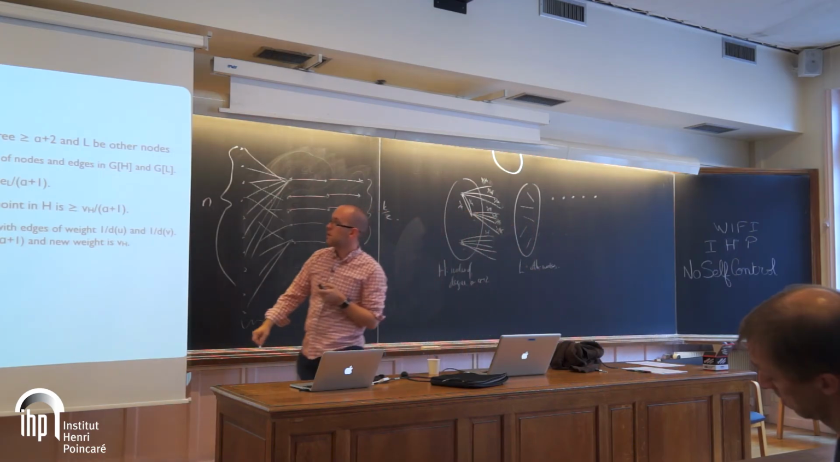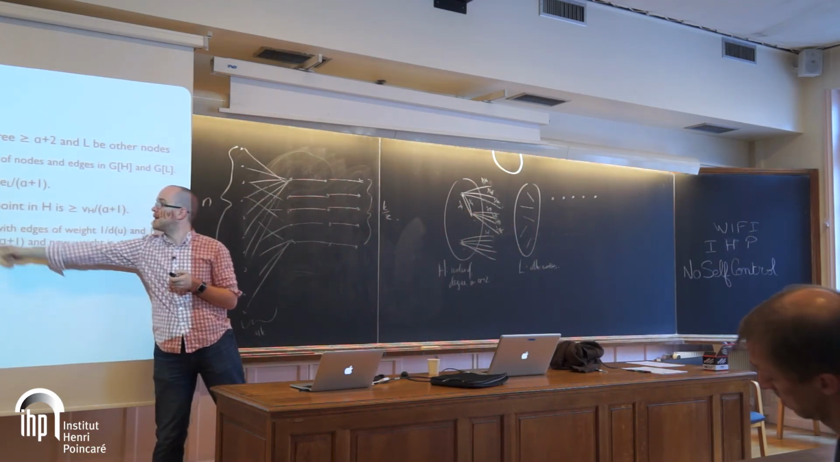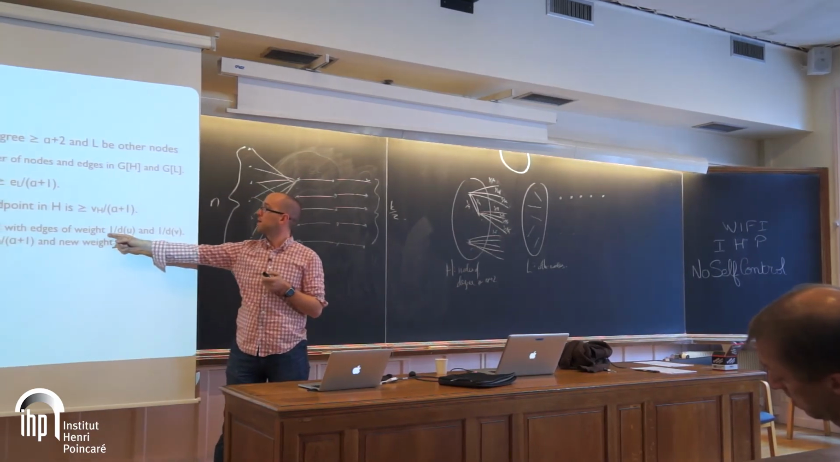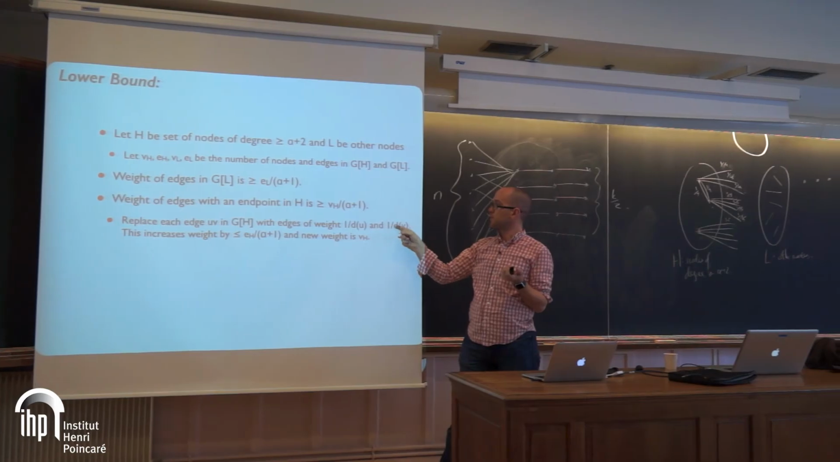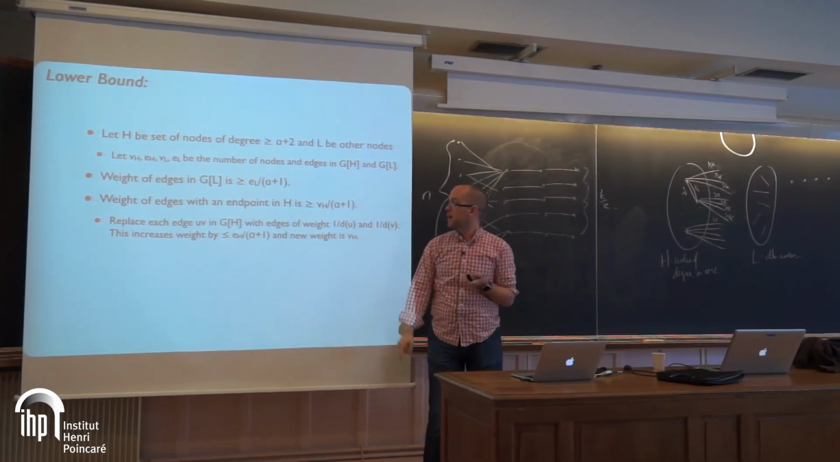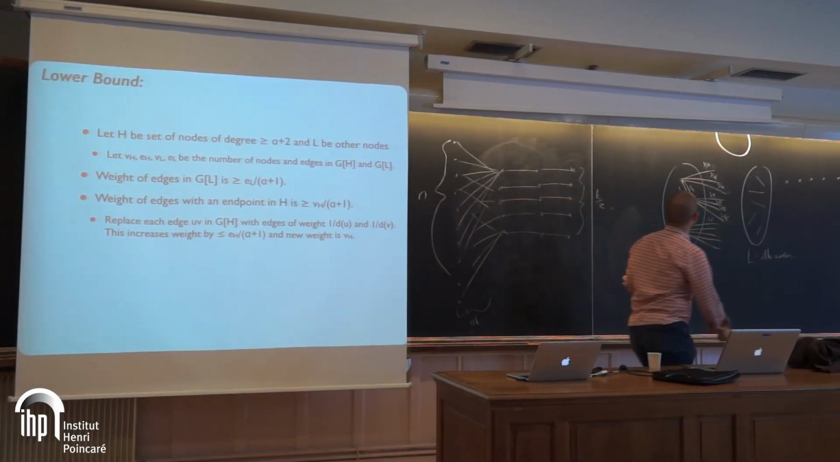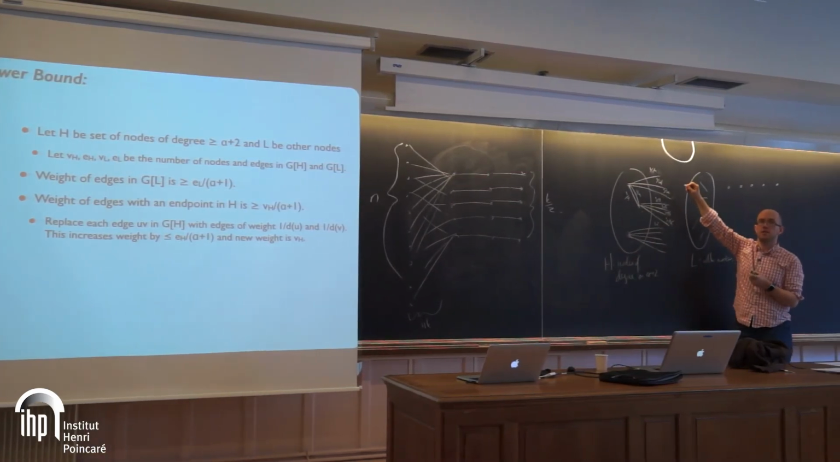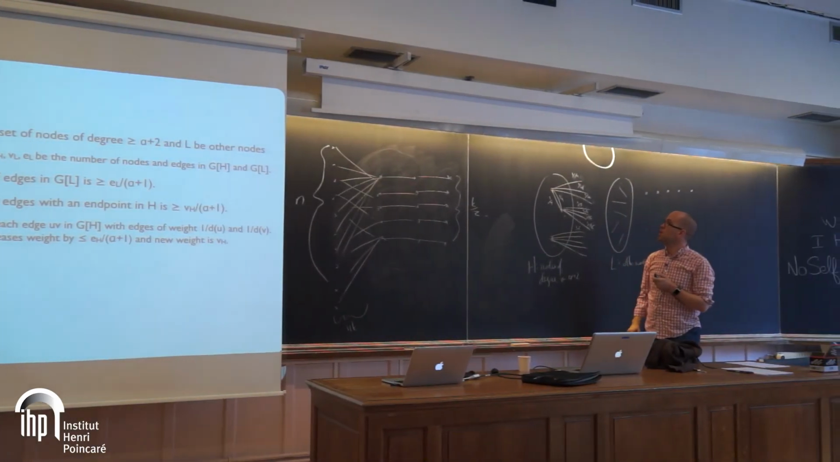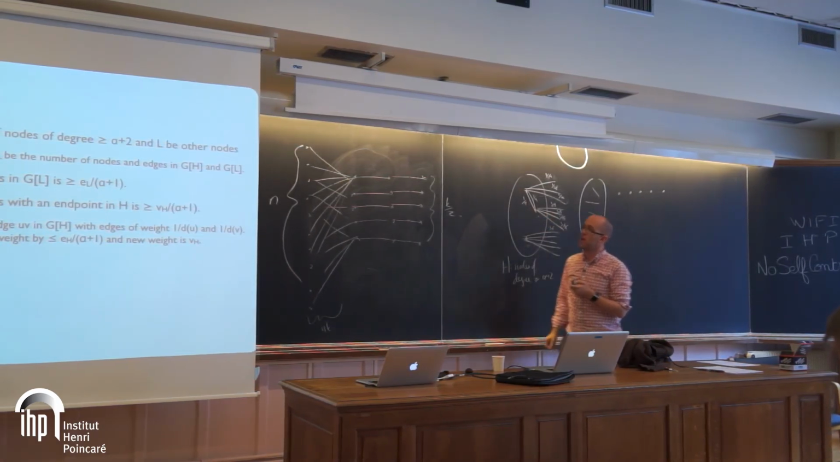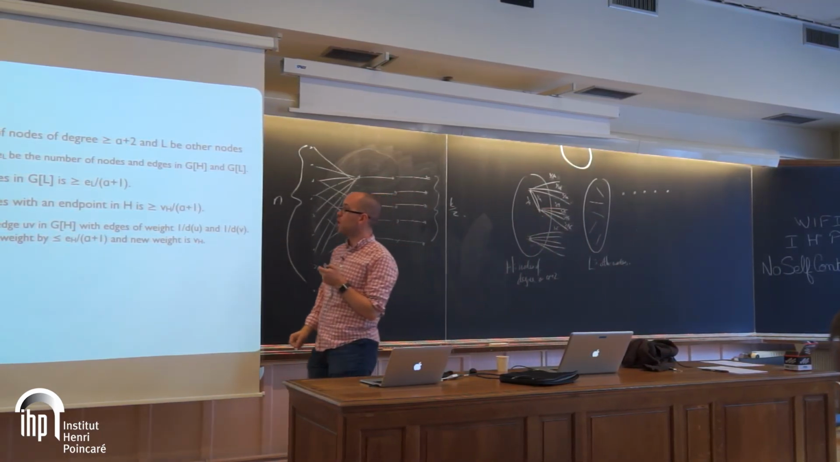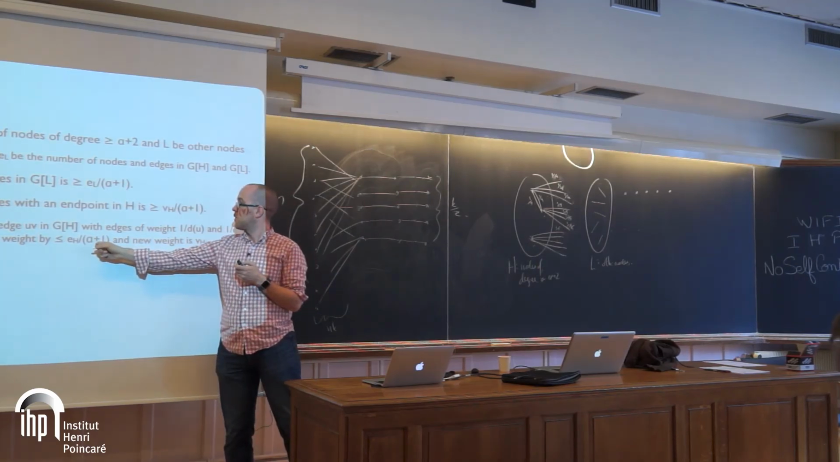As a thought experiment, consider duplicating every edge internal to H. So this edge gets a duplicate. If the weight initially is 1 over 5, for the duplicate you put the other weight, 1 over 4. So replace every internal edge on the heavy nodes with two edges, one of weight 1 over the first degree, and the other of weight 1 over the second degree.